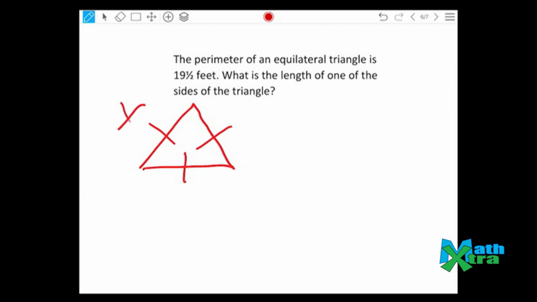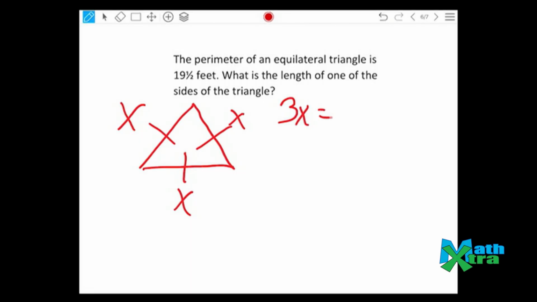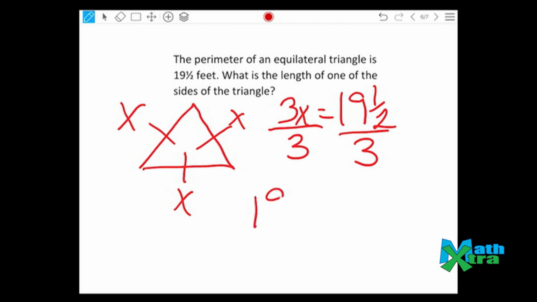Now we can say this is x, x, and x. We also know if we add up all the sides, which is the perimeter, it's going to be 19.5. We have 3x equals 19 and 1/2. Remember, we need to get rid of the 3 by dividing by 3. Now we have x equals 19.5 divided by 3.